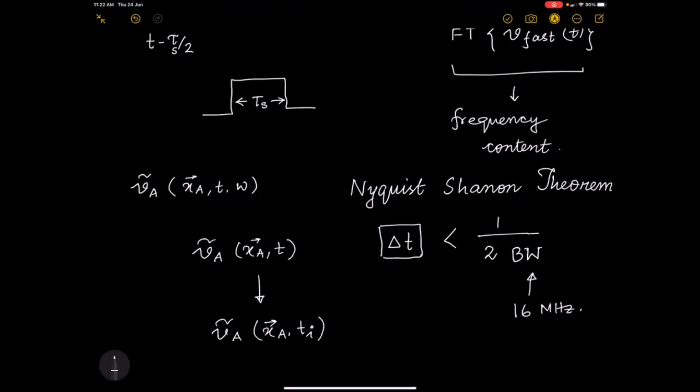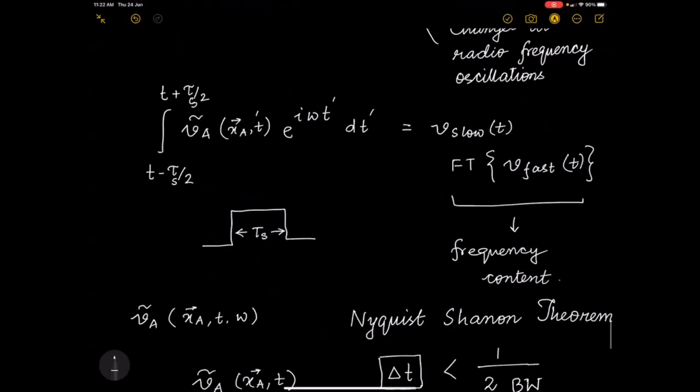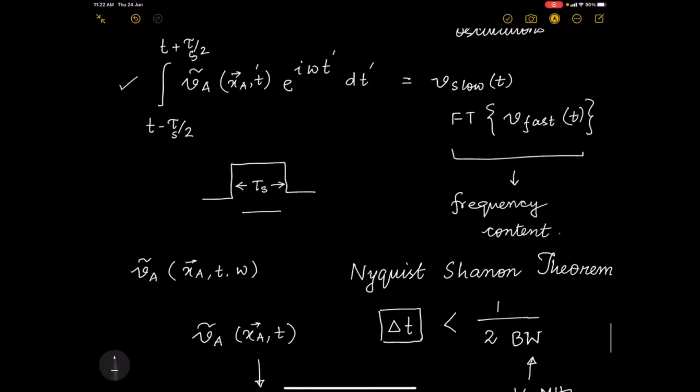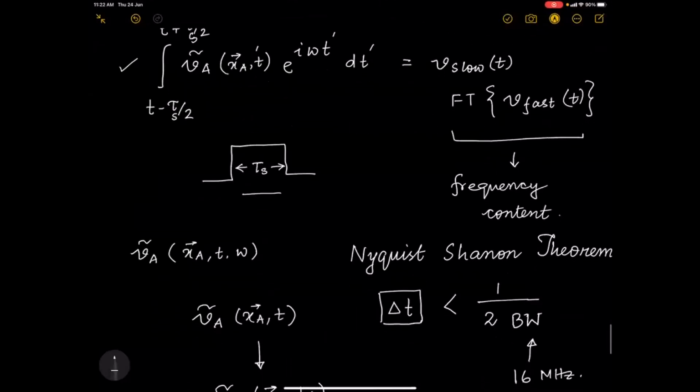If I put 16 megahertz here, you can calculate what your delta t should be, and I leave it to you to calculate. It will be a few nanoseconds. So you sample the signal at a few nanoseconds, then you do this operation. Obviously, this tau s has to be larger now. And then at the end of the day, you get your voltages digitized as a function of time and frequency.